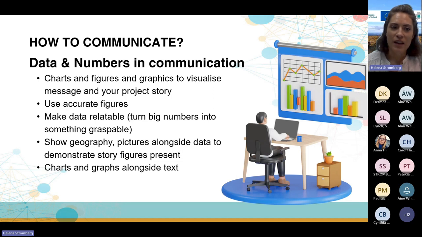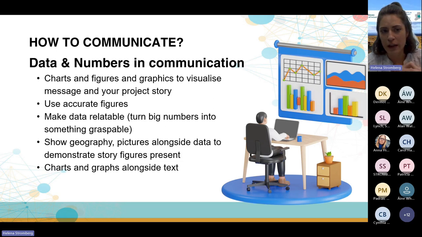Make the data relatable, and by that I mean turn those really enormous numbers into something that is more graspable for a wider audience. So rather than saying perhaps 150 million was spent in County X in the last programming period between 2014-2020, rather bring it down to perhaps a per capita amount, or what did that amount of funding contribute to, so that is more relatable to a person.